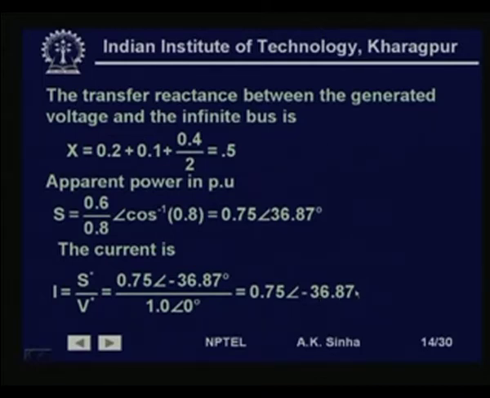So, this is the value of current in per unit that we get, and from this current we can now find out the voltage behind the transient reactance for the machine, because the voltage at the infinite bus is given as 1 angle 0.